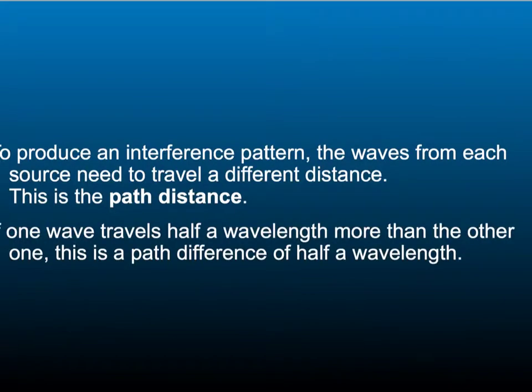To produce an interference pattern, the waves from each source need to travel a different distance. This is the path distance. One wave travels half a wavelength more than the other. This is a path difference of half a wavelength.